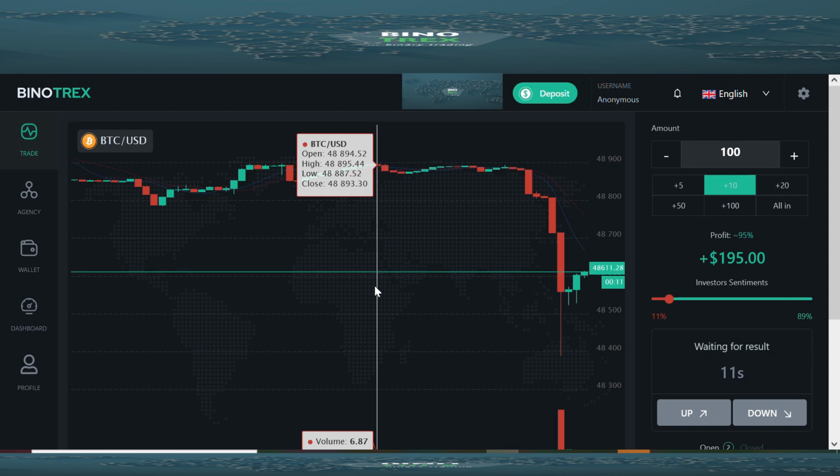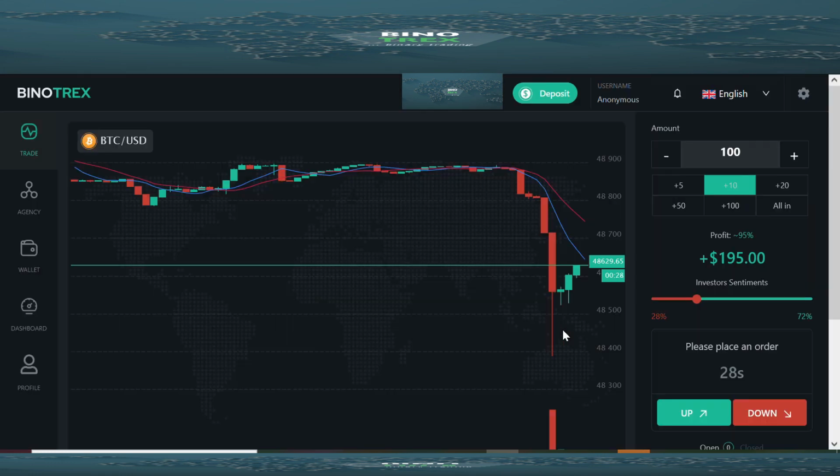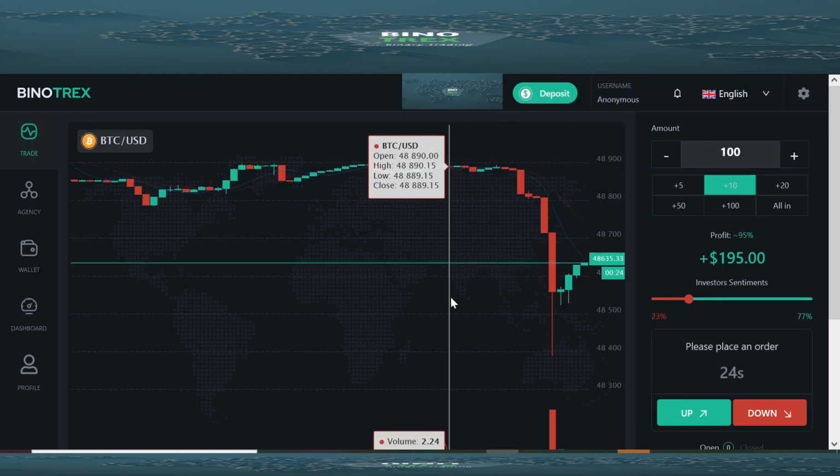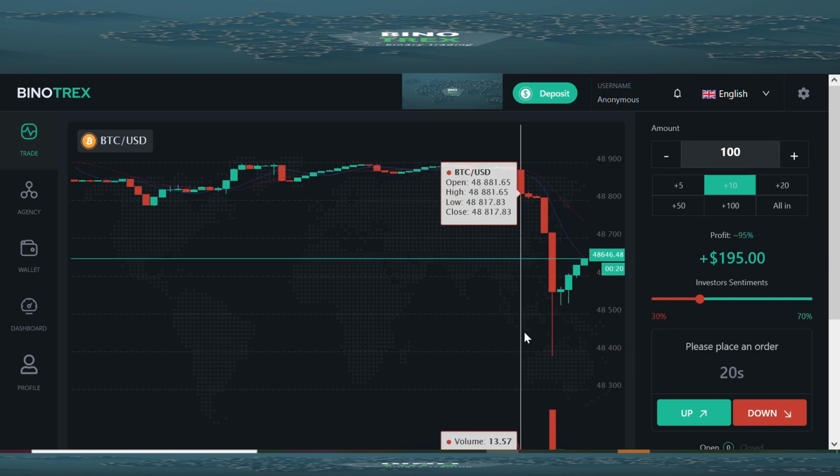So for the purpose of demonstration, I'll be taking one more last trade to teach you guys that trading on trends is actually a strategy if you are very observant on the BINOTREX market. It does not require you to be a professional. It requires you to be a good observer of the current market. Now let's wait for probably red candles to form.